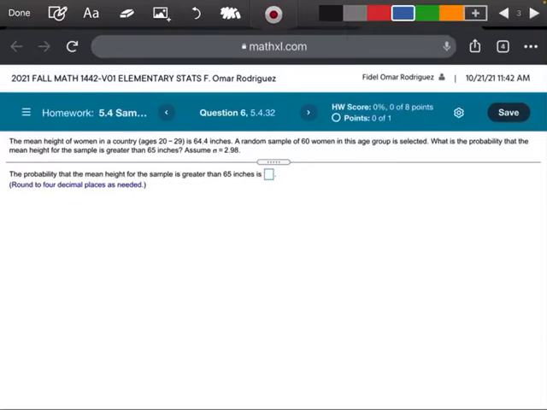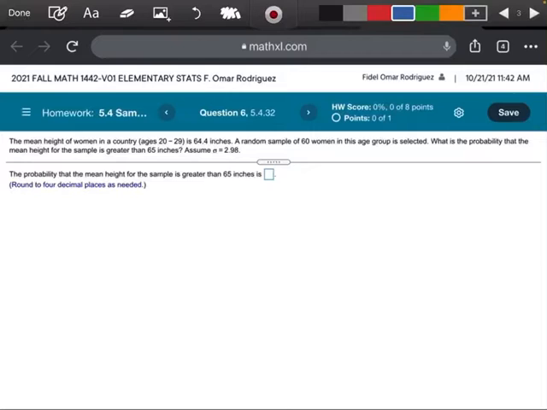All right, so y'all, this is a question from the homework. This is number 6 out of 5.4. It says the mean height of women in a country aged 20 to 29 is 64.4 inches. A random sample of 60 women in this age group is selected. What is the probability that the mean height for the sample is greater than 65? Assume that our standard deviation is 2.98.